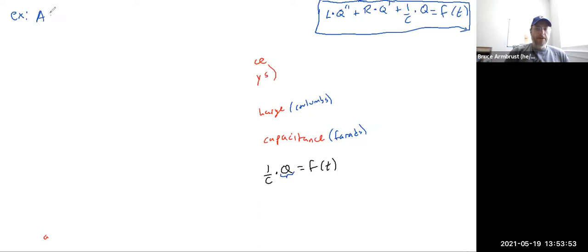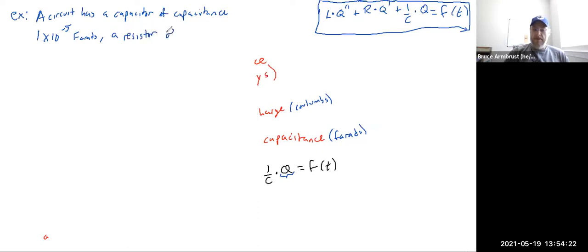suppose that we've got a circuit that has a capacitor of capacitance, let's go with 1 times 10 to the minus 5 farads, a resistor of 300 ohms, and an inductor of 0.2 henries.